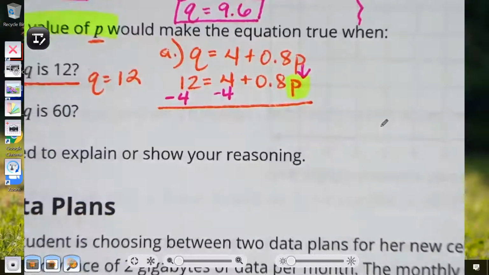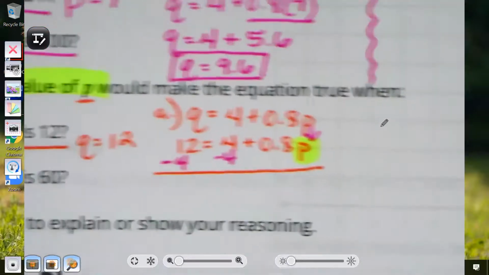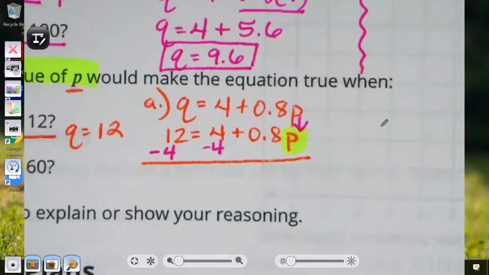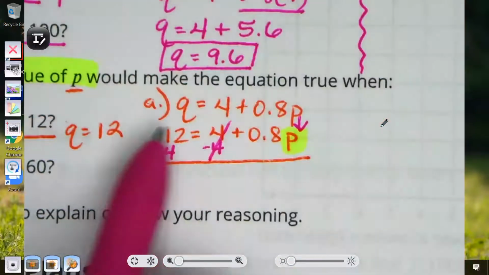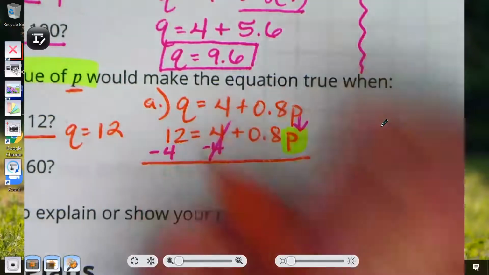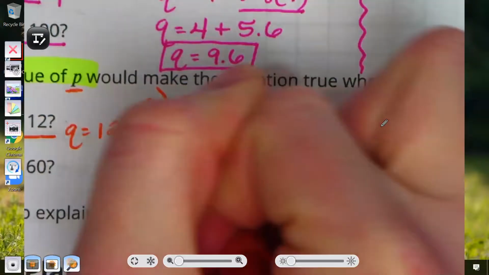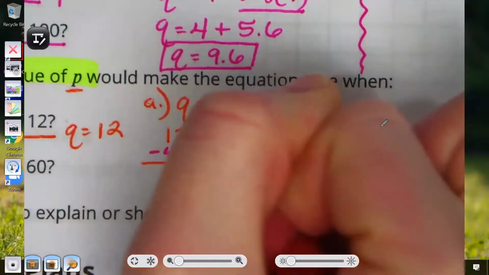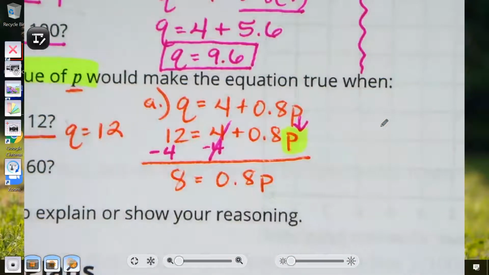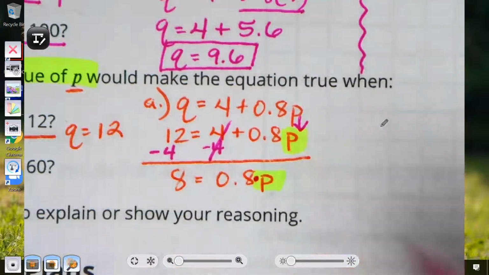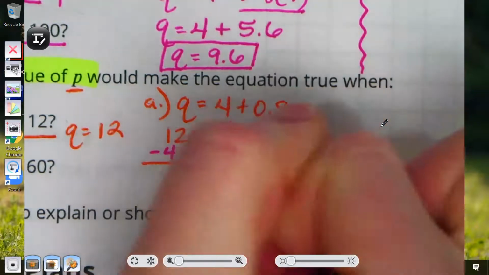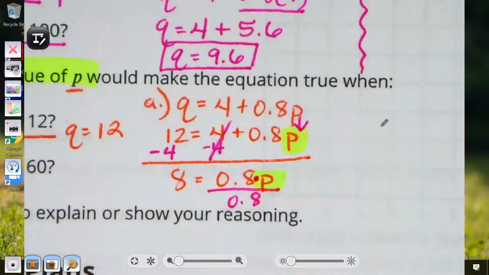They cancel out. Let me zoom in so y'all know where we're looking. Okay, those cancel out. What's 12 minus 4? 8. So 8 equals 0.8p. All right, how am I going to get that p by itself? Divide by 0.8. We're multiplying these right here, so I have to do the inverse, which is divide.